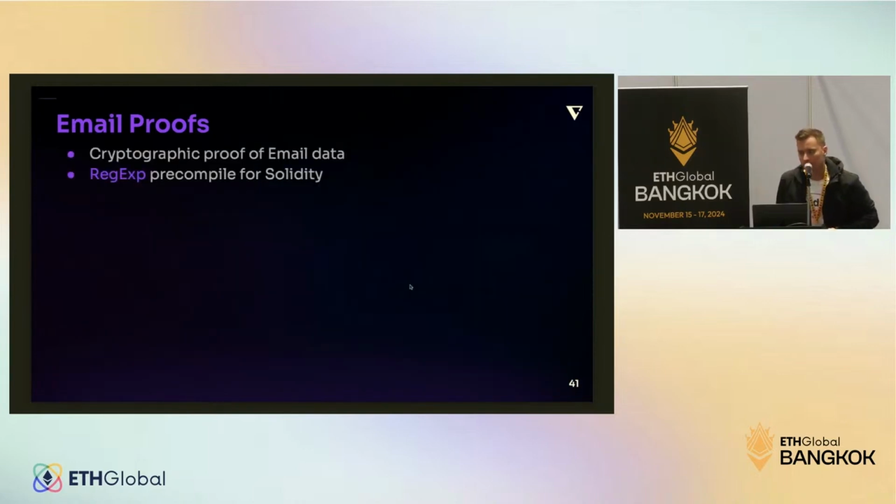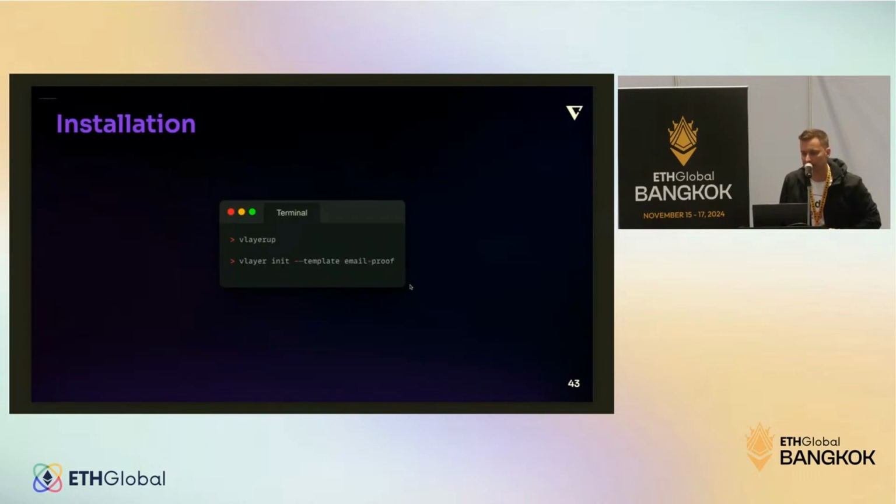All right, so it's very easy to install. You just download the vLayer app, install it, and then you can run vlayer init with a template. We have templates for web proof, email proof, time travel, and teleport. So you don't need to build from scratch. You can start from the example.